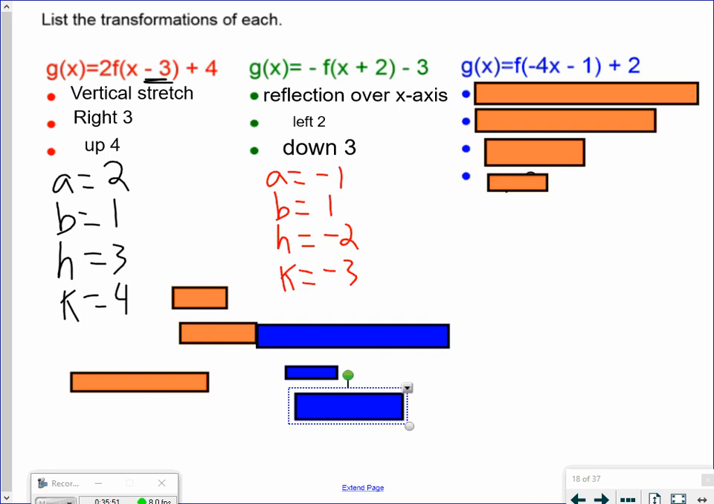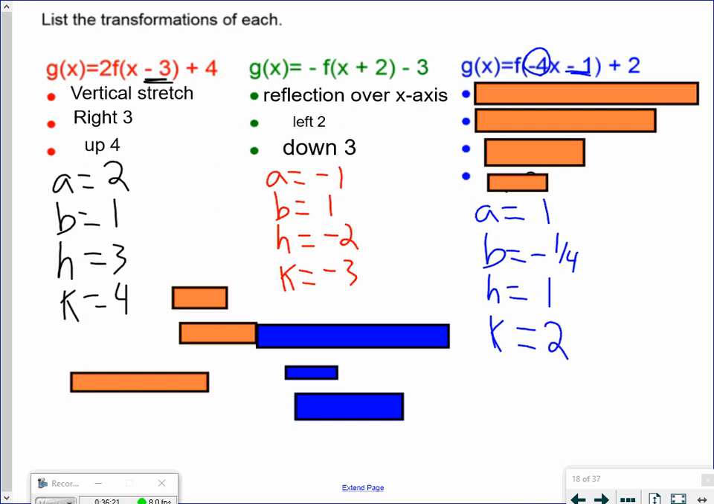All right, and for the last one, just like I said before, a, b, h, and k, list them out, figure out exactly which one's which. Our a is just 1, we have a one, but it's not doing anything. Our b is a negative 1/4. Remember, whatever's in front of the x, you flip it over. So from negative 4 to negative 1/4. Our h is 1, change the sign, we have negative 1 there, it becomes a positive 1. And our k is 2.